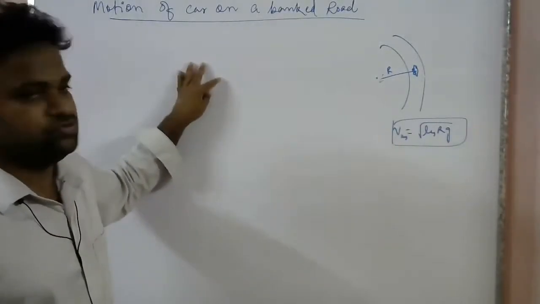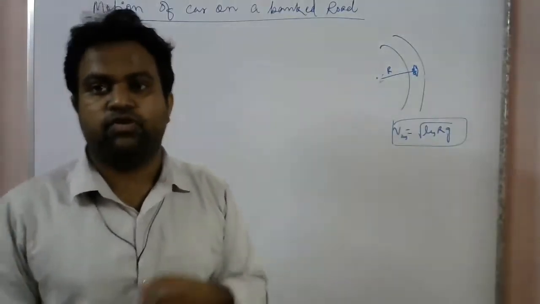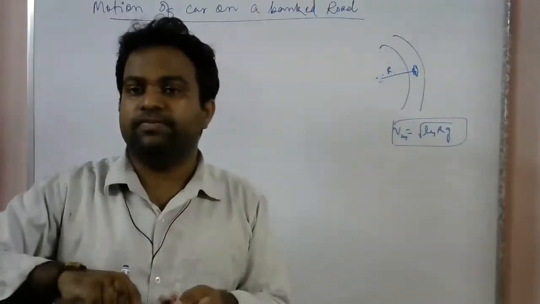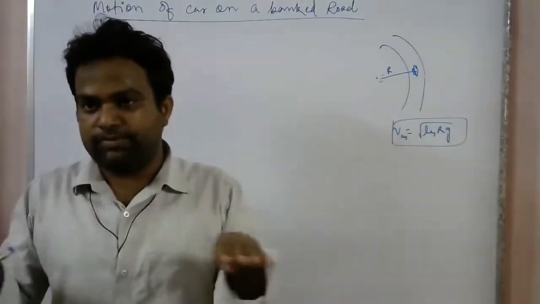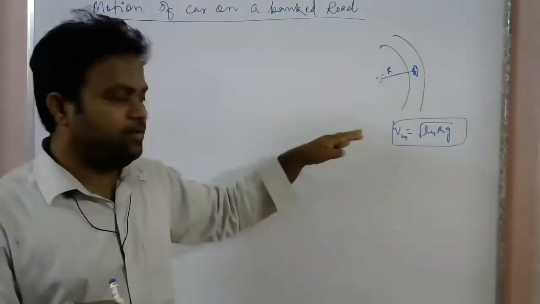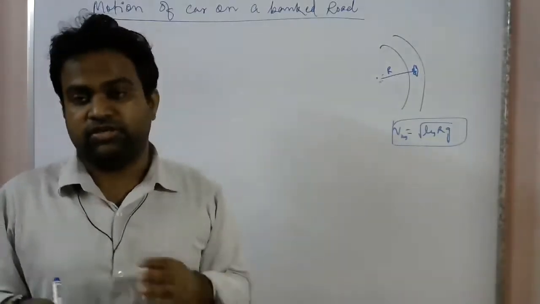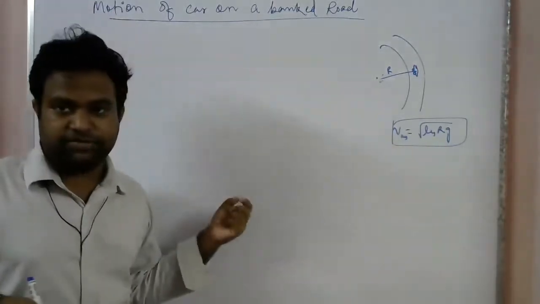In this class, we'll discuss with what maximum speed you can take a turn on a banked road, on an inclined road. If the road is not level but slightly inclined, then what can your speed be? Is it the same, or will the maximum velocity be more? So let us see mathematically.